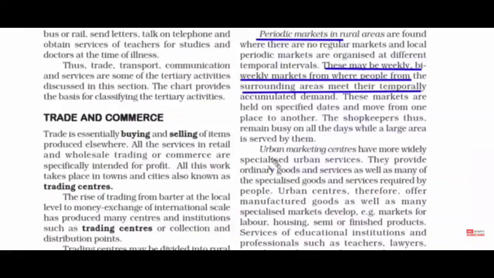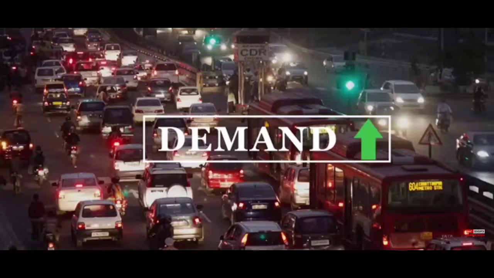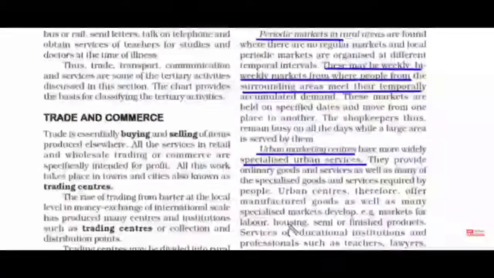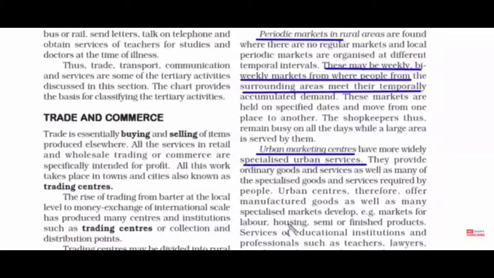So this is what a rural marketing center is. Coming to the urban marketing centers, they have more widely specialized urban services because urban people have more demands compared to rural people. Since the UMC, the urban marketing center, serves purely the urban crowd, its services have to be wide. We are talking about educational services, teachers, lawyers, consultants, physicians, dentists, veterinary doctors, etc. You'll find all these services available in a city, but it's difficult to find them in a rural area.